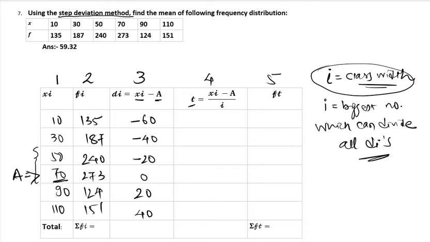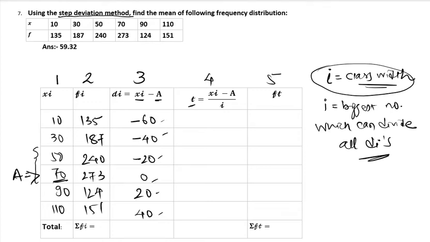So if you see all the di's over here, 60, 40, 20, 0, 20, 40, which is the biggest divisor of all of them? If you find their highest common factor, it is nothing but 10, right? Or something else? No, 20. Yes, 20 is the biggest number which can divide all the di's.